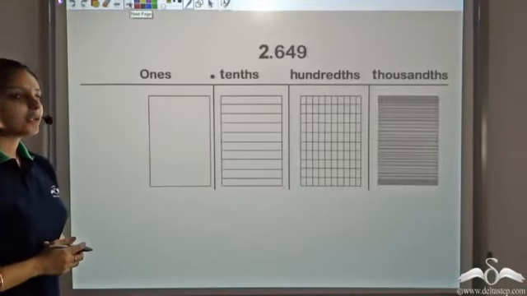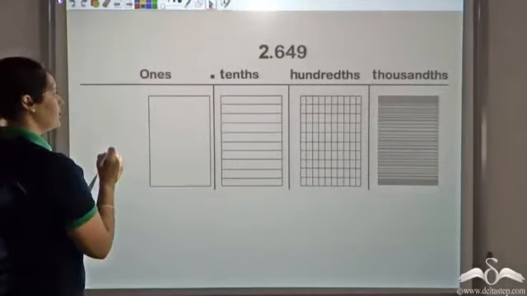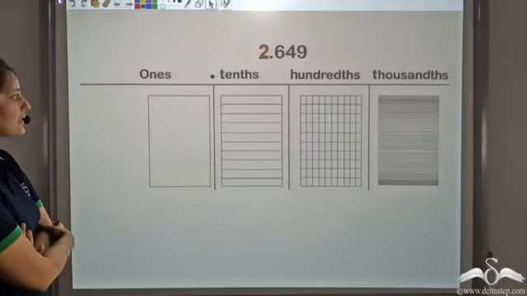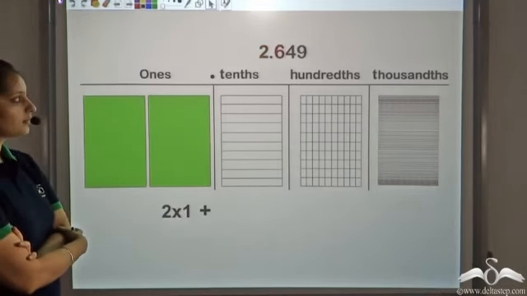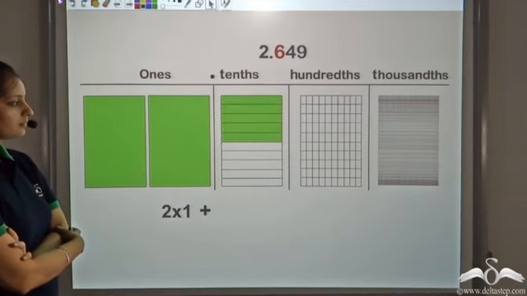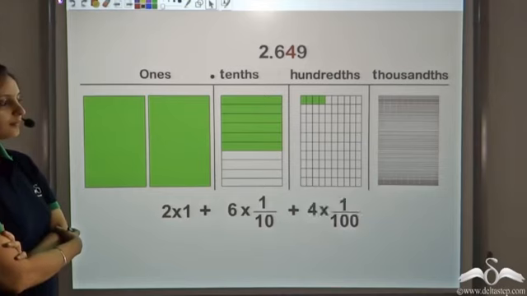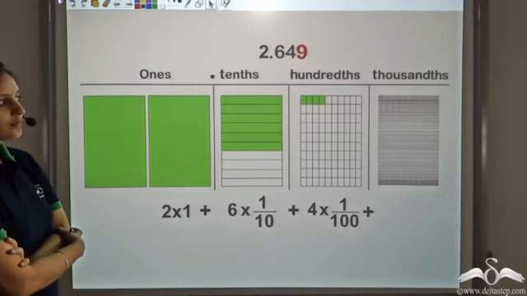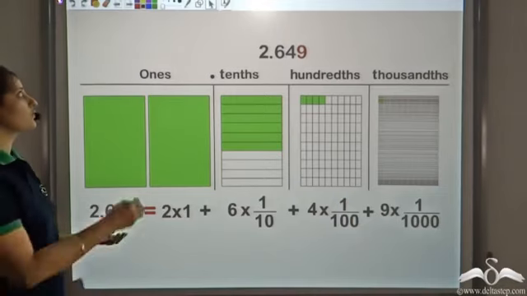Similarly, we can now try to see how we can read 2.649. How would this be seen if I want to represent it by boxes? So I have 2 there, that means 2 ones. Plus I have 6 tenths. Plus I have 4 hundredths. Plus I would have 9 thousandths. So 9 of those parts would be colored. So this is equal to 2.649.